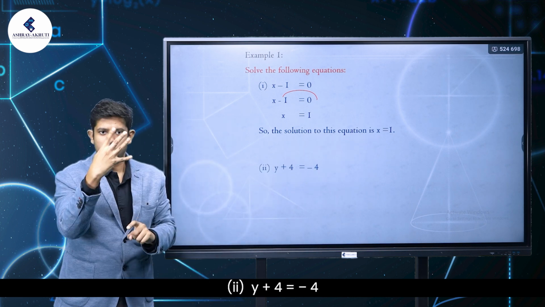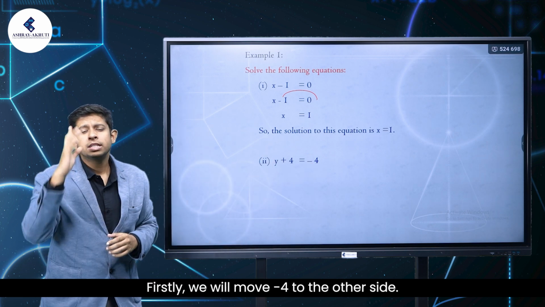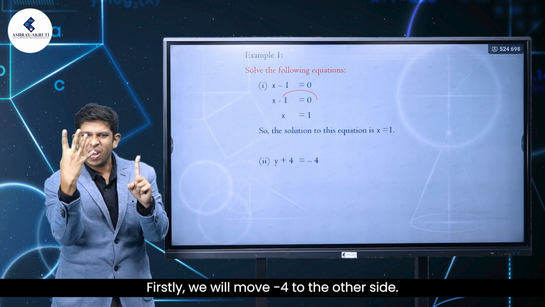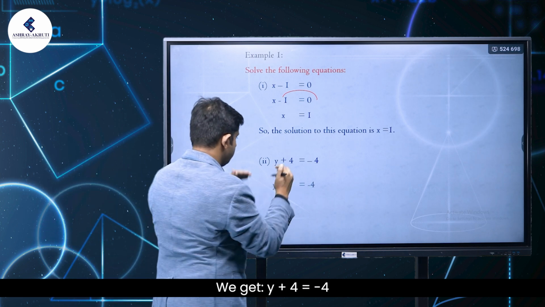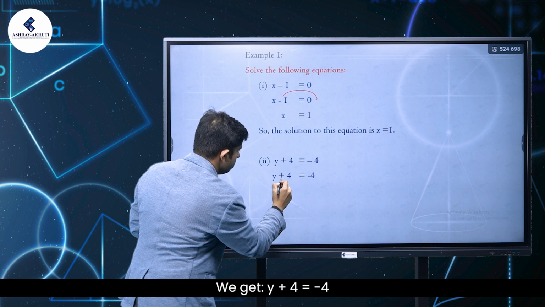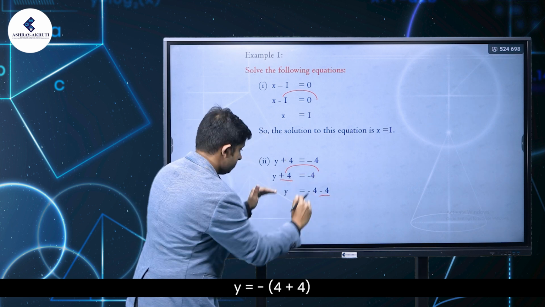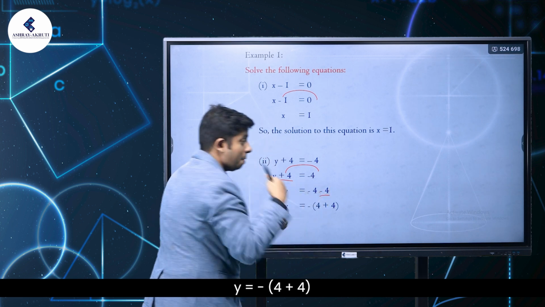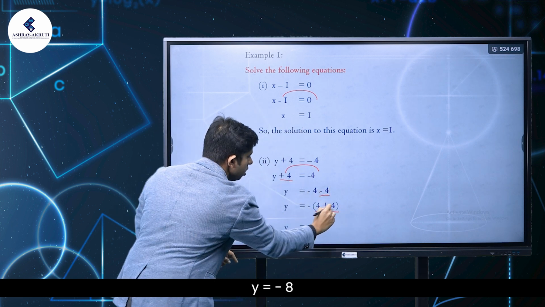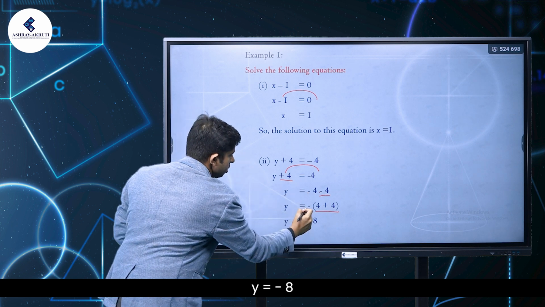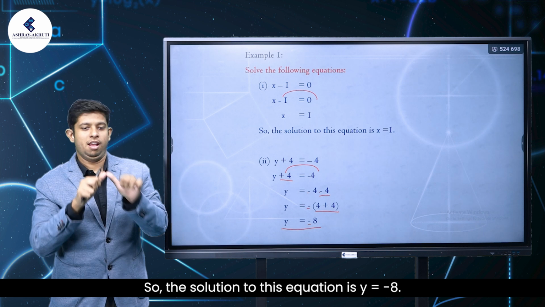Second one, y + 4 = -4. Firstly, we will move +4 to the other side. When we do this, it will become -4. We get y = -4 - 4, y = -(4 + 4), y = -8. So the solution to this equation is y = -8.